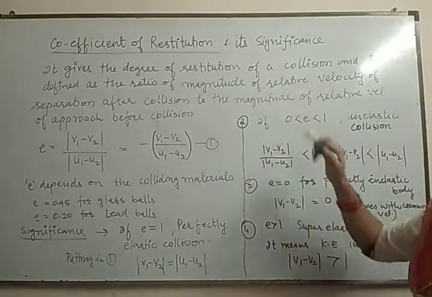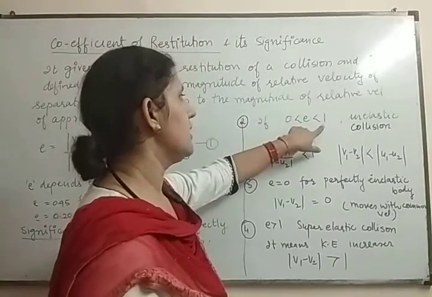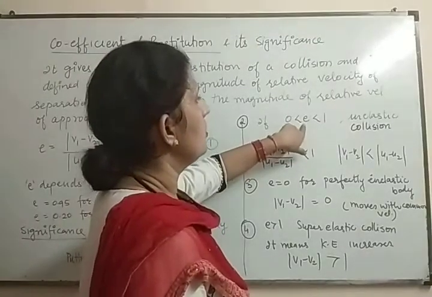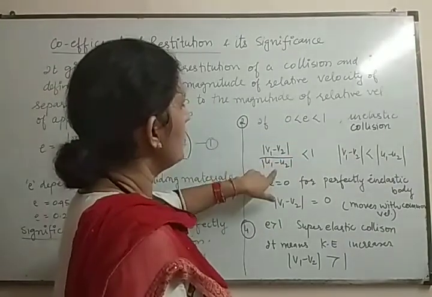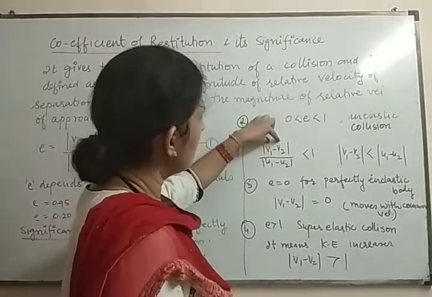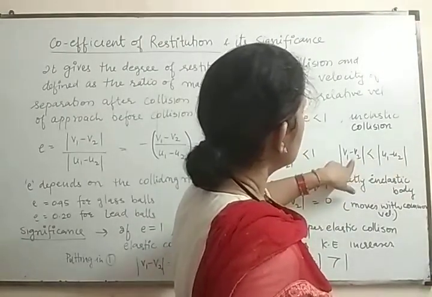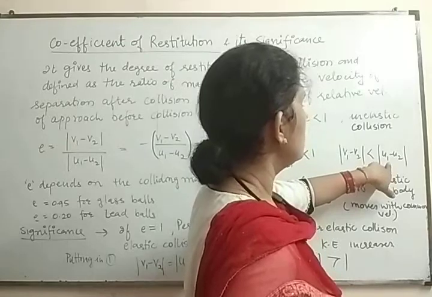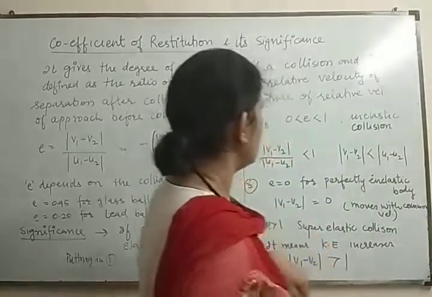Now if the value of e lies between 0 and 1, greater than 0 and less than 1, this collision is known as inelastic collision. Putting the value of e as less than 1, what you are getting? This v1 minus v2 result is less than the u1 minus u2 result. It means the velocity of separation after collision is less than the velocity of approach before collision, and this kind of collision comes in the category of inelastic collision.